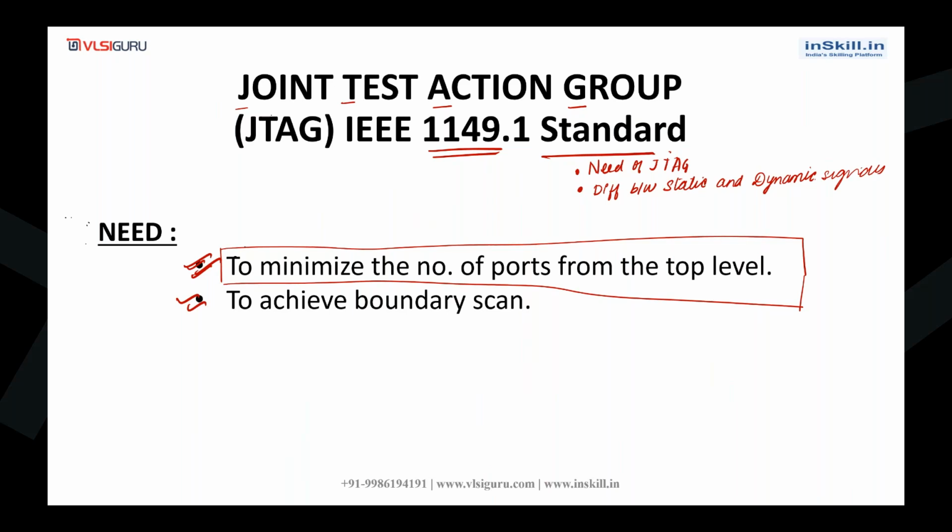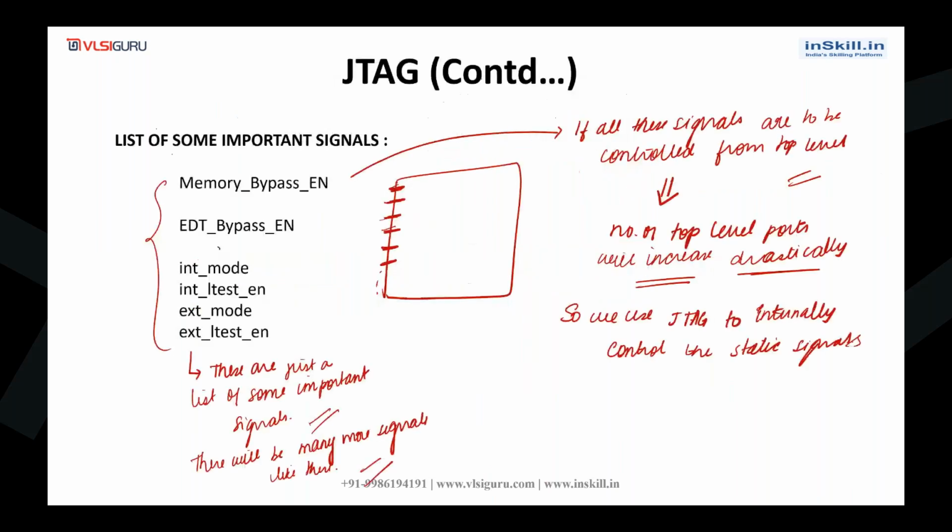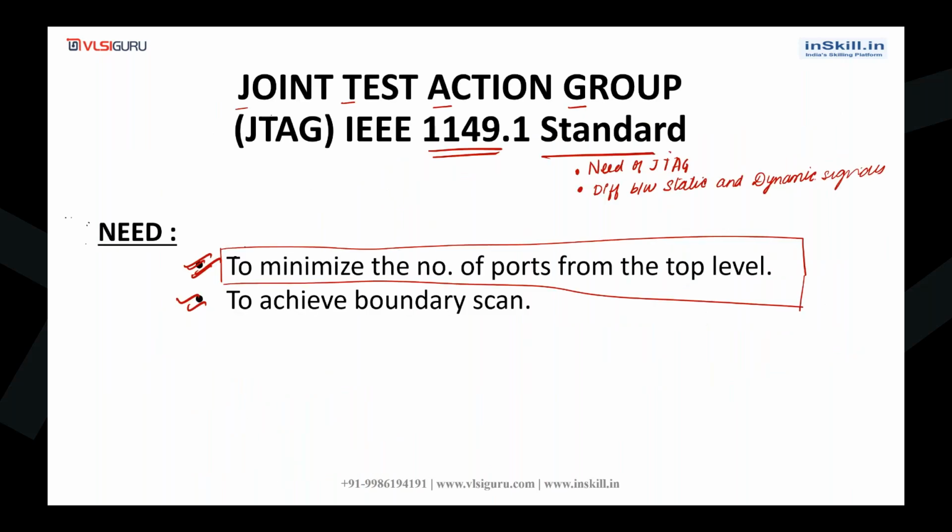Here we have told that we will be making use of JTAG to internally control static signals. So we'll try to understand the difference between static and dynamic signals with the help of some examples. Then we will be understanding the JTAG tap architecture, and then we will be understanding the JTAG controller.